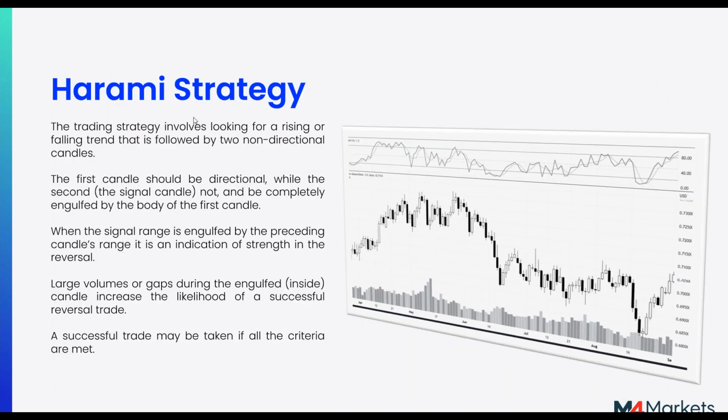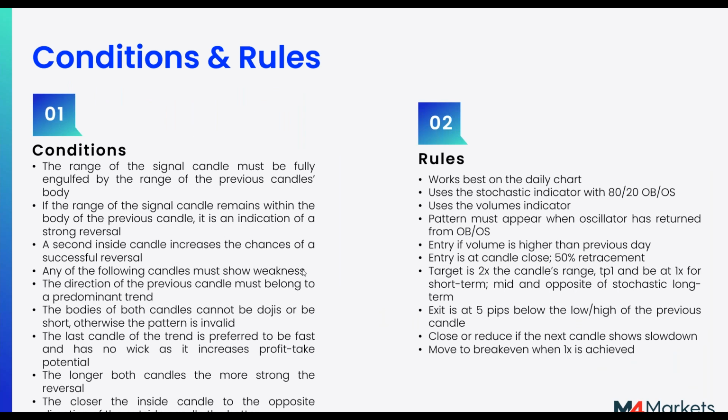Now the Harami strategy involves, of course, looking for a rising or falling trend again. That is followed by 2 candles. The first candle should be directional, while the second one, the signal candle, is not, and is completely engulfed in this case by the body of the first candle. When the signal range is engulfed by the preceding candle's range, it is an indication of strength in the reversal. Large volumes or gaps during the engulfed or inside candle increase the likelihood of a successful reversal trade. A successful trade may be taken when all the conditions are met.